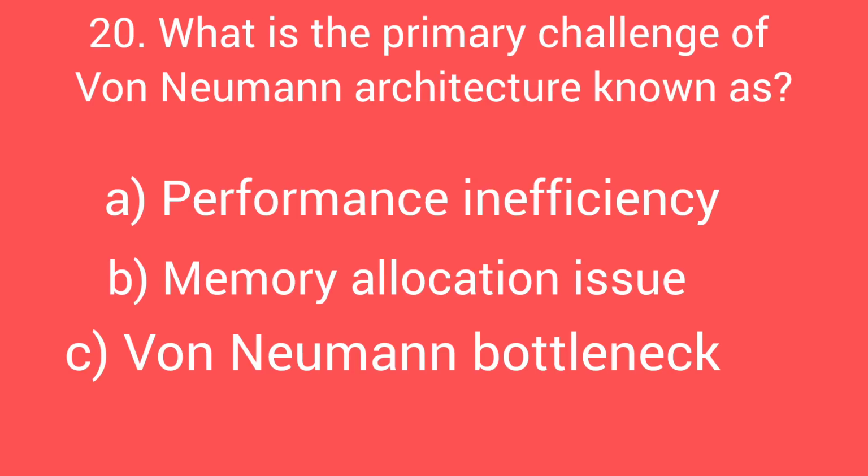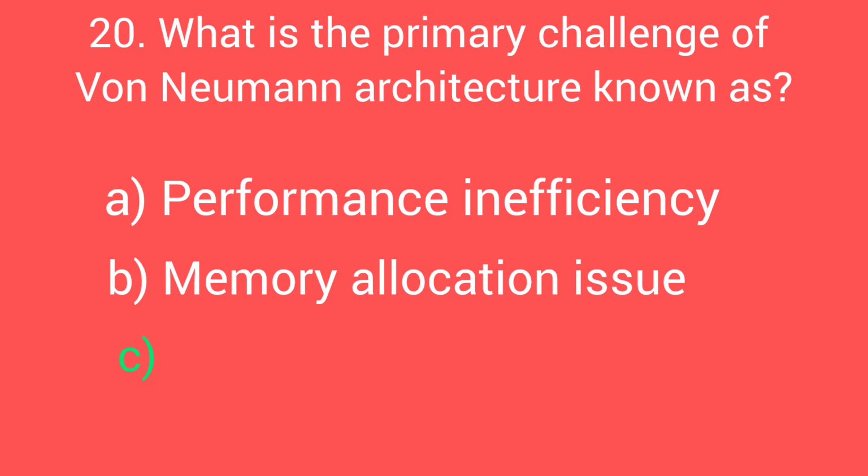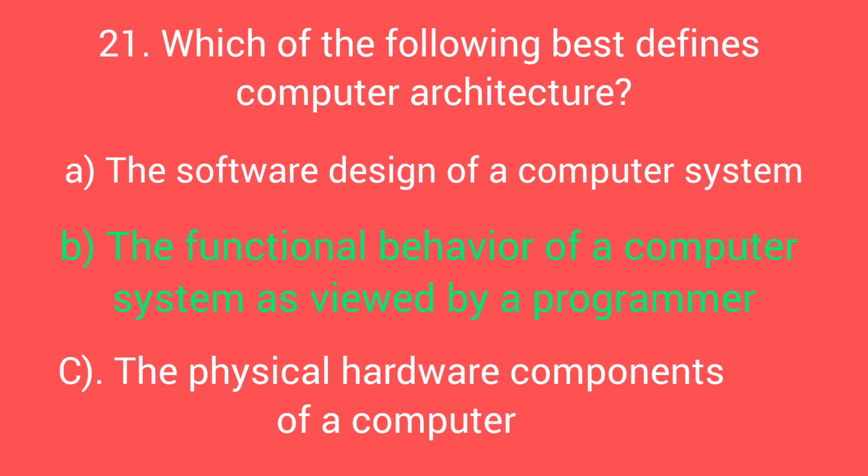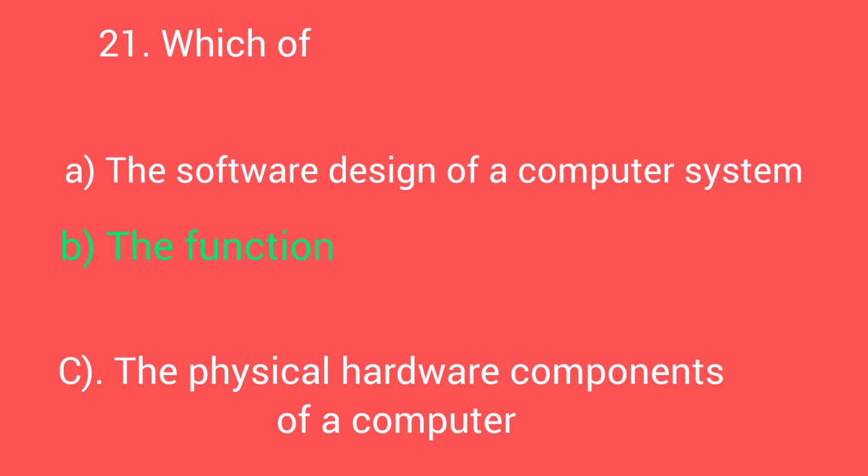20. What is the primary challenge of von Neumann architecture known as? Answer C. Von Neumann bottleneck. Which of the following best defines computer architecture? B. The functional behavior of a computer system as viewed by a programmer.